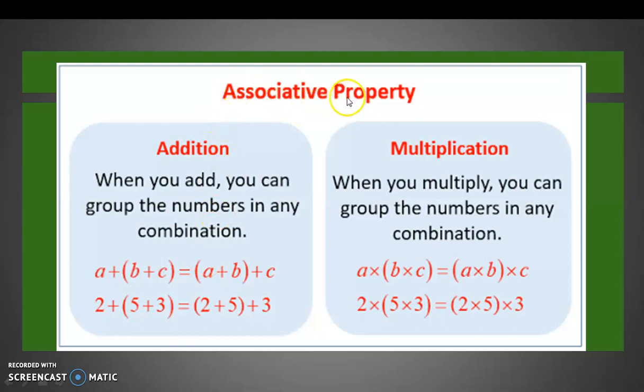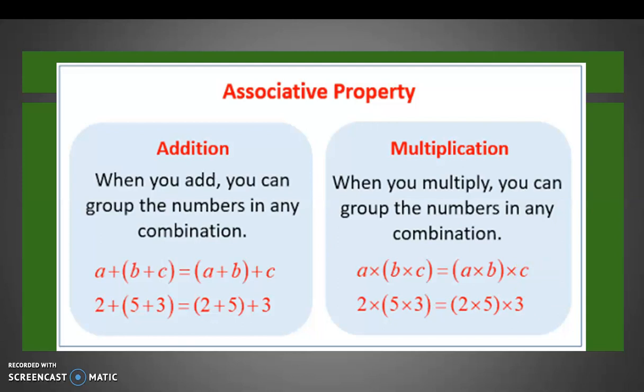Now, according to the associative property of addition, we can add 3 or more whole numbers in any order, and the answer will remain the same. We have taken an example for 3 whole numbers a, b and c. a plus (b plus c) is equal to (a plus b) plus c. Coming to the multiplication, when we multiply 3 or more whole numbers in any order, the answer remains the same. a multiplied by (b into c) will be (a into b), the answer multiplied by c. We will get the same answer.